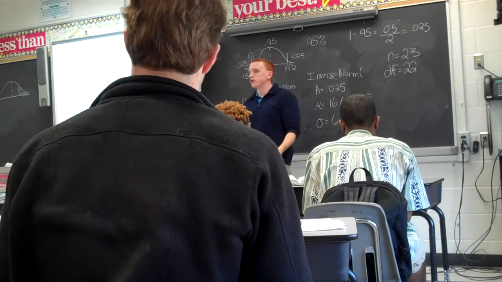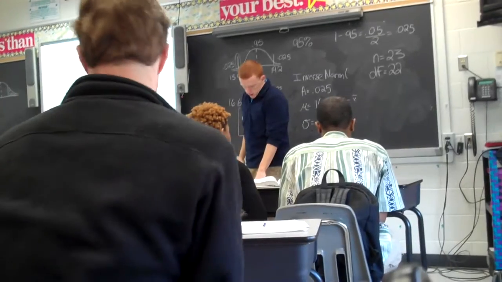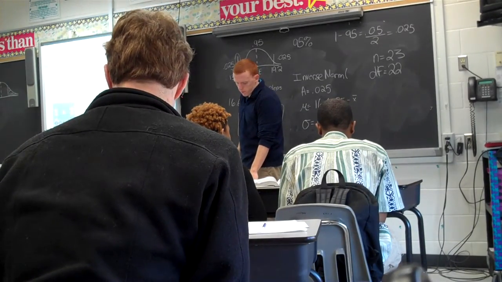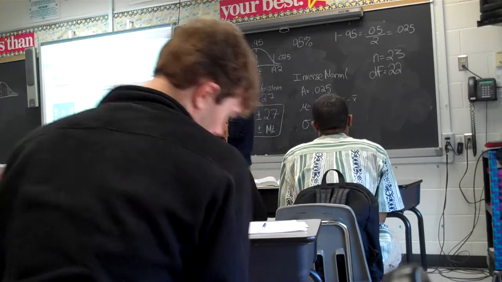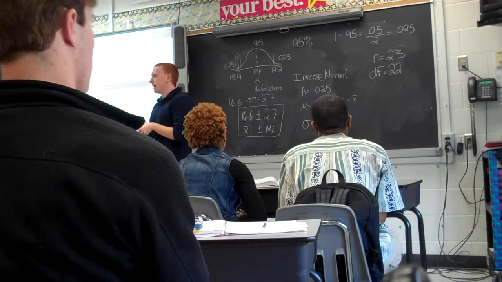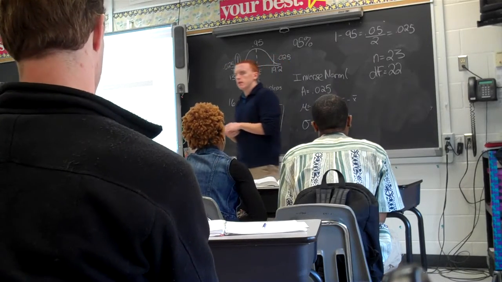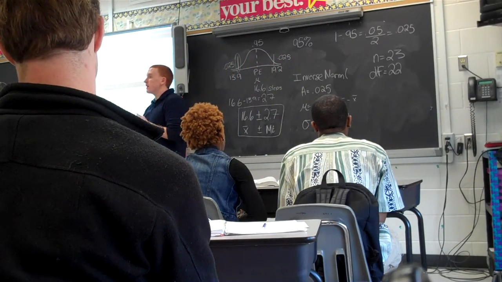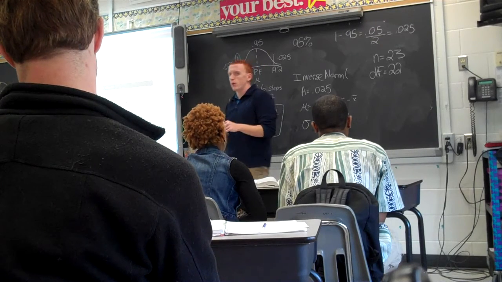So when I read these directions, a simple random sample of size n less than 30 has been obtained. Why is that sentence important? Why do they need to tell me that? Central limit theorem. It told me it's less than 30, so what has to be true in order for my data set to be normal?